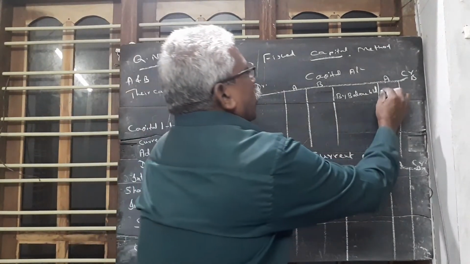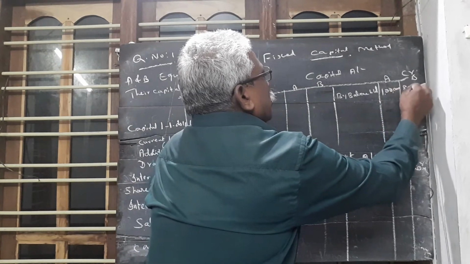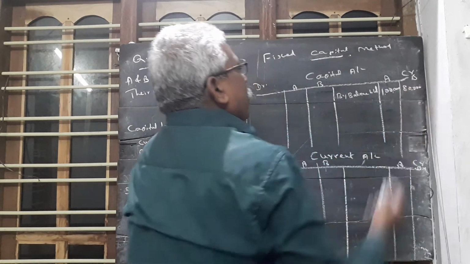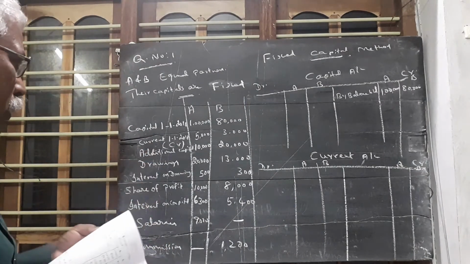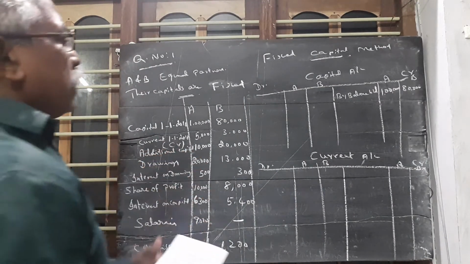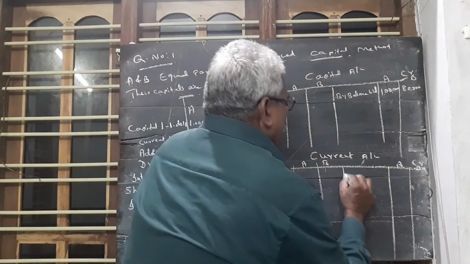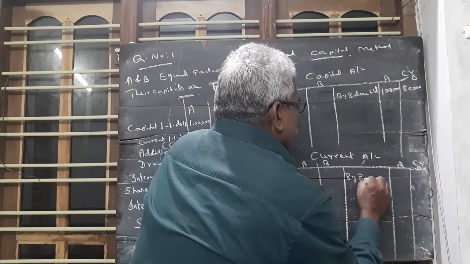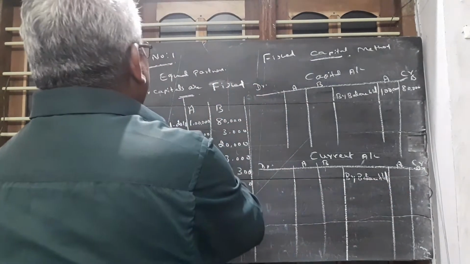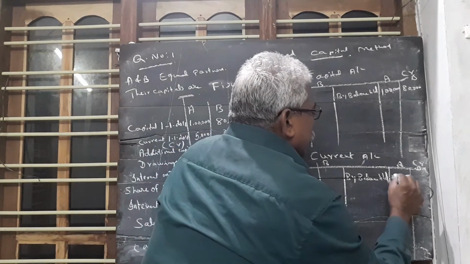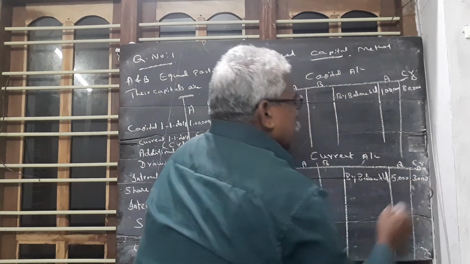$1,80,000. 1 lakh for A, 80,000 for B. Then the current account shows a credit balance, so it is also entered in the current account. By balance brought down, A's amount 5,000, B's current account balance is 3,000.